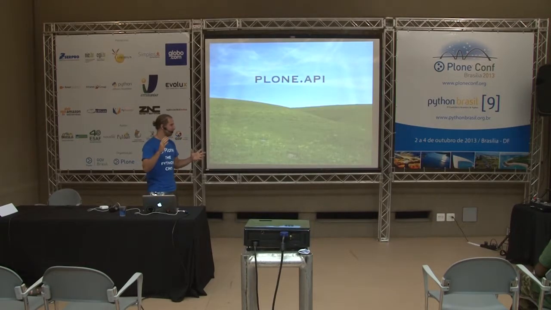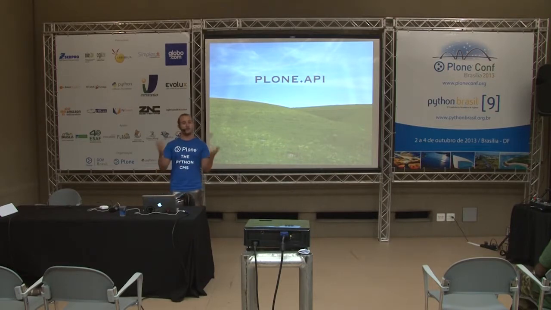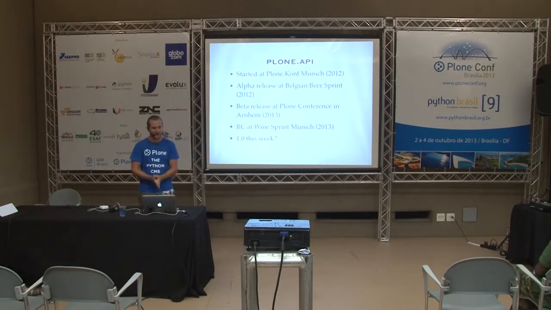And here the Plone API comes in. Elegant and simple API for humans wishing to develop with Plone. The whole idea started at a Plone conference in Munich 2012, so that's about a year and a half ago. And it was after Elias' talk, and we started talking, and we did a few proofs of concept, and then the thing picked up, and we had a beer sprint in Antwerp, again organized by ESTEC, the student organization. And we did an alpha release there of Plone API.